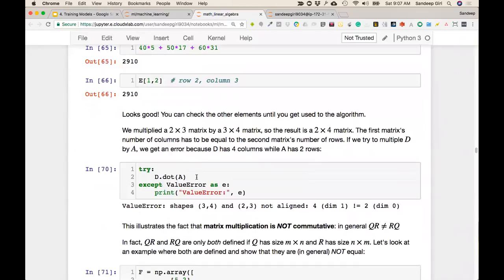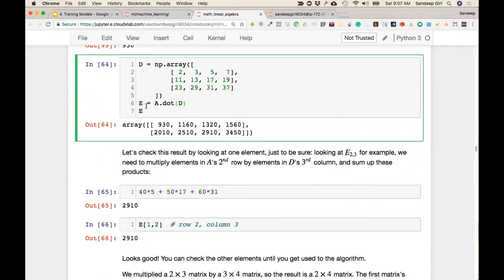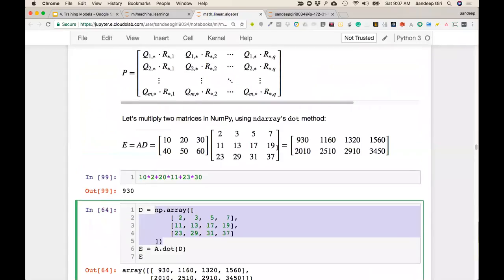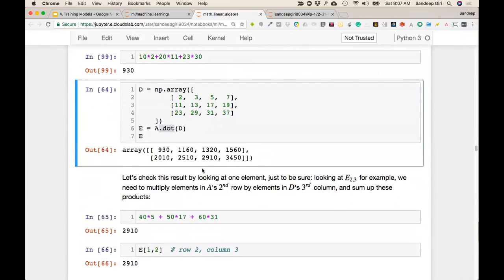Now it's really easy to do the matrix multiplication. You could simply say A dot D. If D is your matrix, this one, it can quickly do this multiplication here. You can simply say A dot D, as in dot.